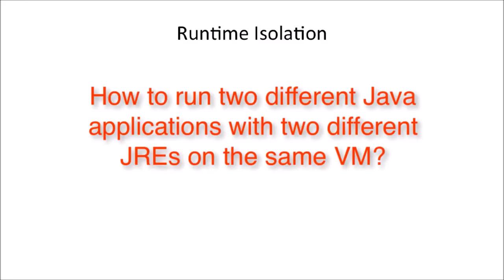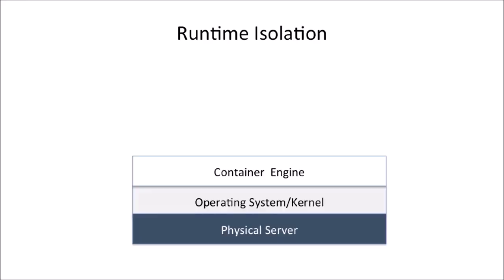As you know, most applications depend on various third-party libraries. Let's say we want to run two Java applications with two different JREs. This is going to be quite challenging if you want to run those two applications in the same VM without introducing any conflicts. By leveraging containers, we can easily isolate the two runtime environments.